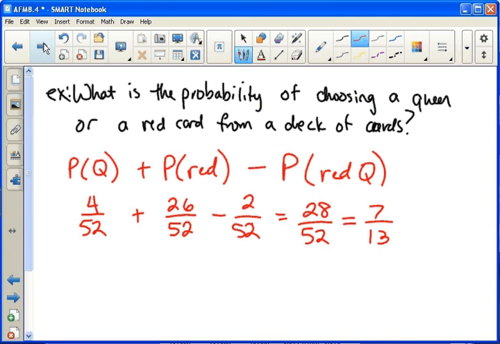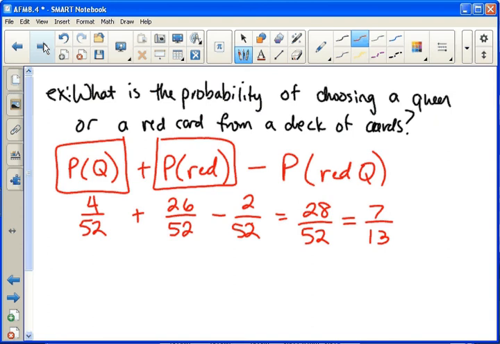Again, the reason we have to do the subtraction is because there's overlap. We've counted all 4 queens here, and we've counted all the red cards here. But the Queen of Diamonds and the Queen of Hearts are in both of those categories, so we've counted them twice. They were counted when we counted the 4 queens, and they were counted when we counted all the red cards, so we had to subtract them once, so we were only counting them once.